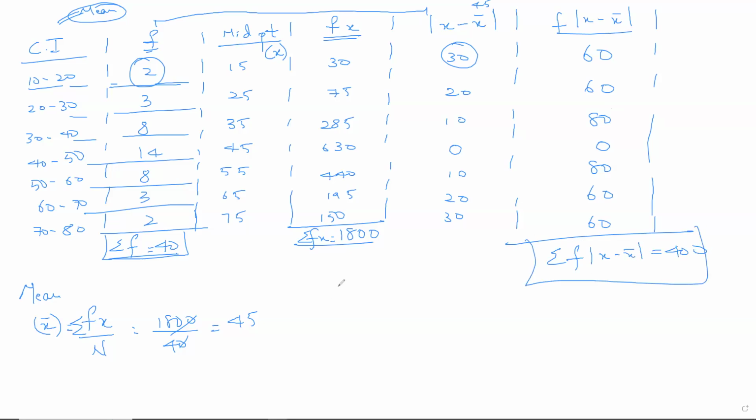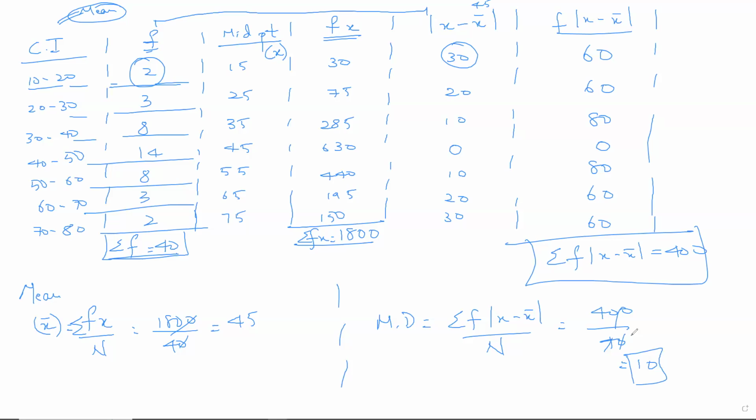Now see, the first part got done when we did that fx part. Now, to find the mean deviation, there is one more formula. Mean deviation about the mean is summation of f into modulus of x minus x dash, the whole thing divided by, again, N. What is N? Total number of students, so it gives you 40. So here the answer is 400 divided by 40, which cancels. The answer is 10. That's it.